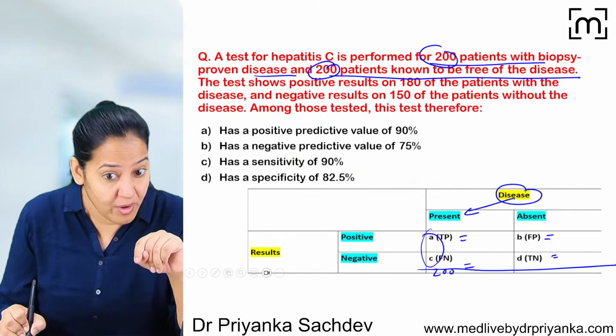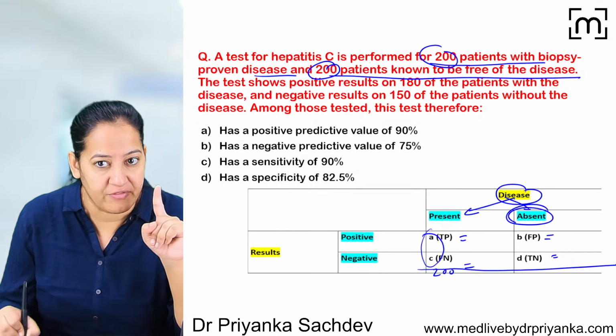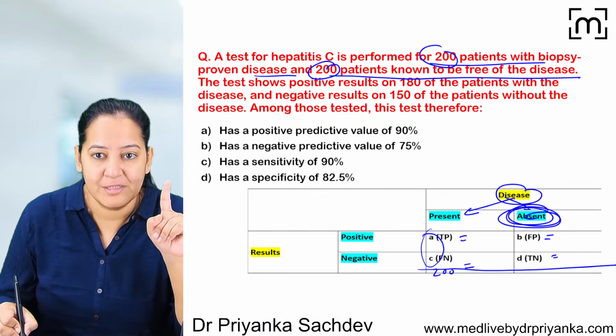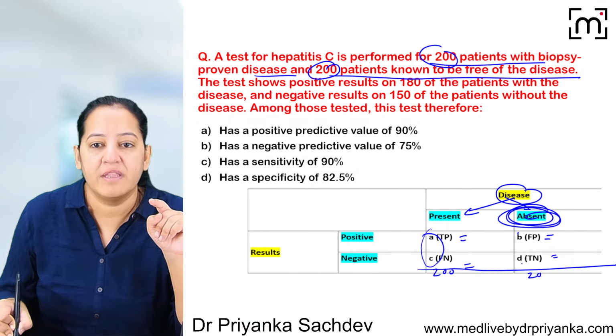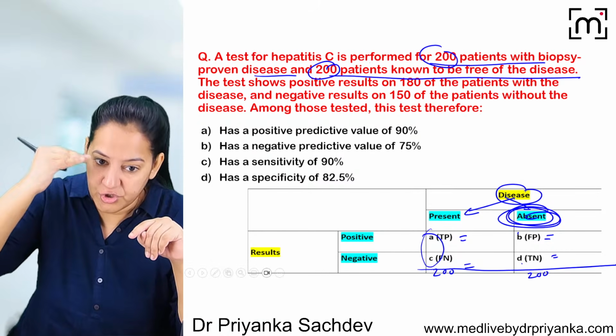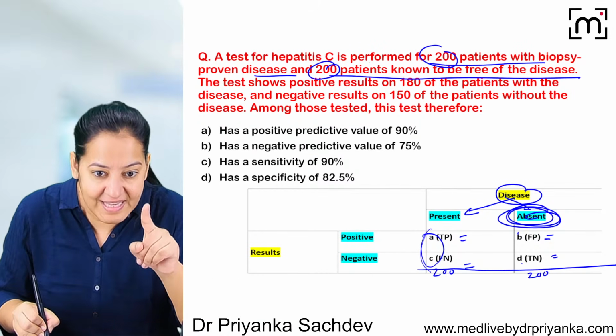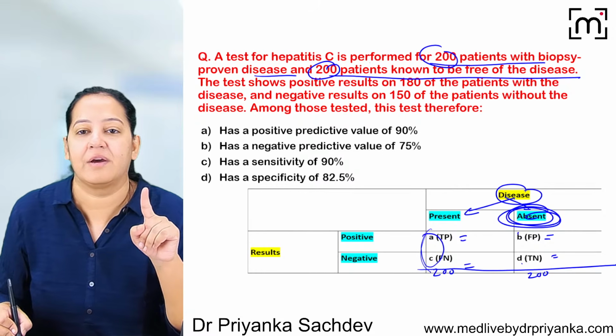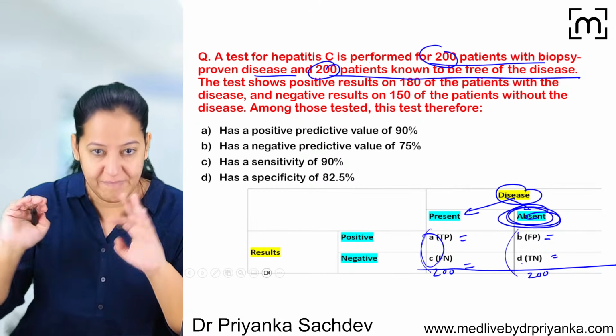So what is this? Another 200. They are the people who are free of disease. The disease is absent. So B plus D is also 200. So in the question, reading the language of the question, you should interpret the first 200 is A plus C and the second 200 is B plus D. Reading the question, you should interpret and you should make this table.